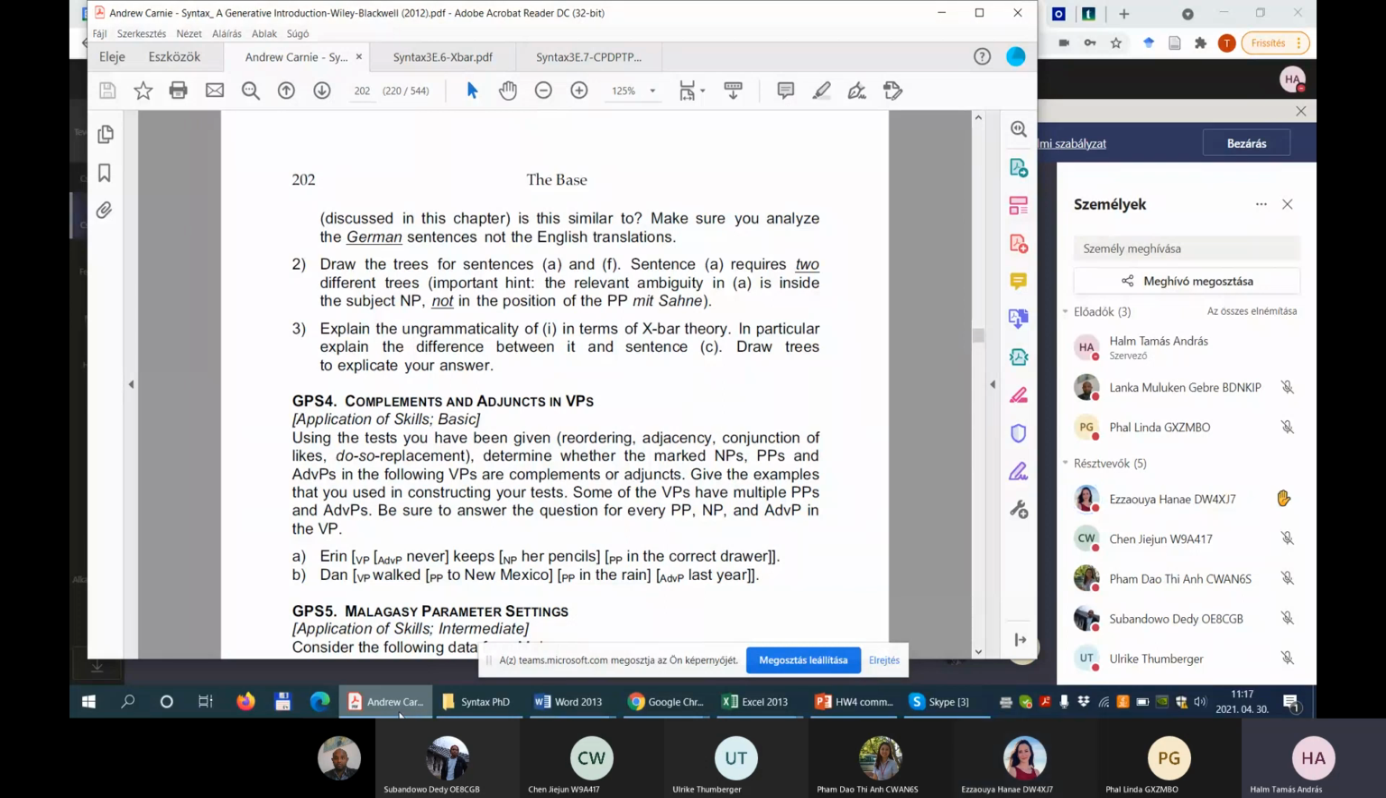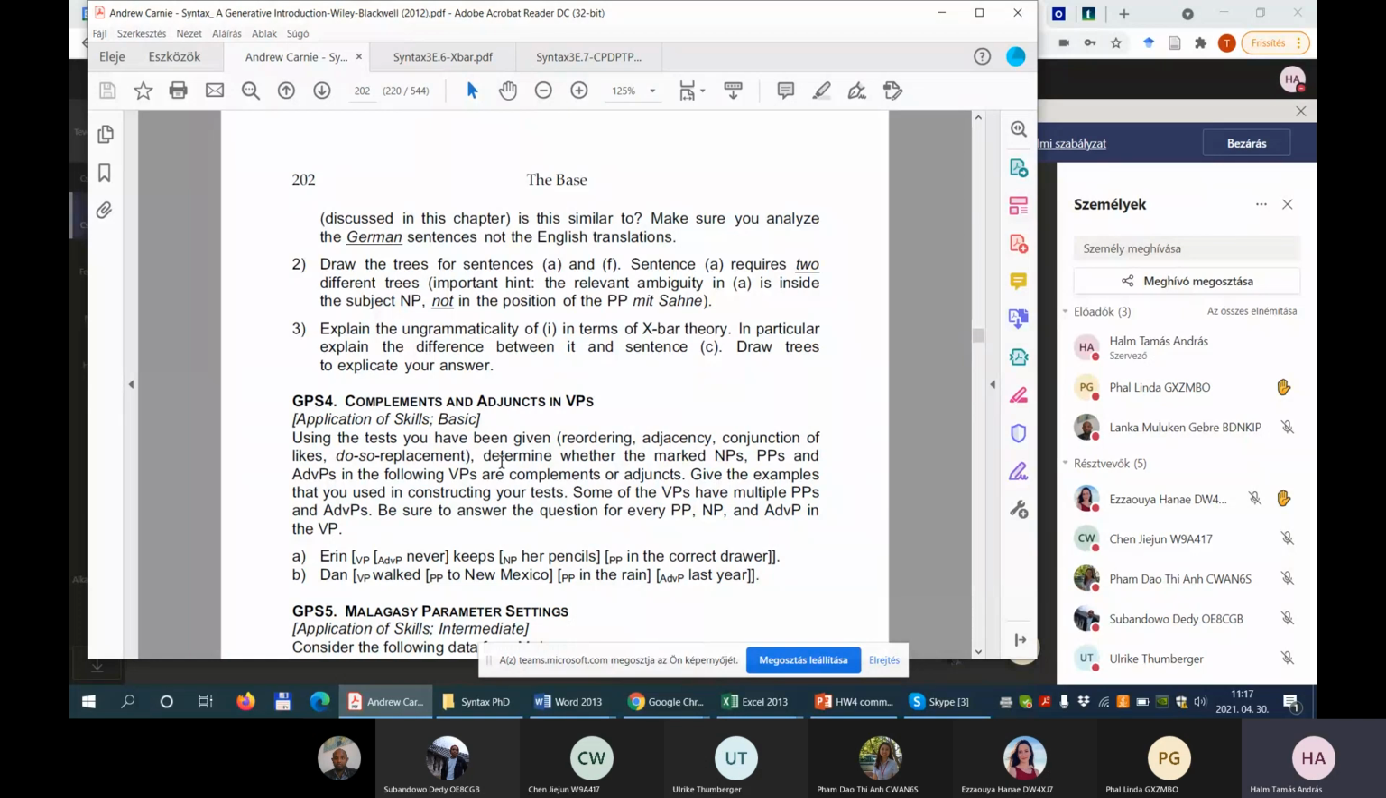So these are pretty solid pieces of evidence that in the rain and last year are both adjuncts. Oh, I'm sorry for this. You can hear my baby, but she will be all right soon. Okay, so that's right. In the rain and last year are both adjuncts.